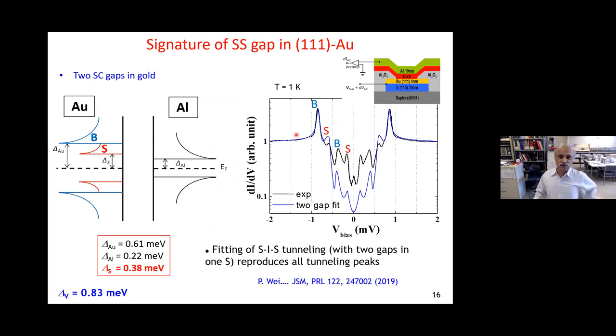So when you do the measurement at 1 Kelvin, where both the gold and aluminum superconduct, you can see multiple peaks on each side of the zero bias. These peaks are very well explained by both the surface and the bulk superconductivity of the system. So here is a schematic of what we think it is.